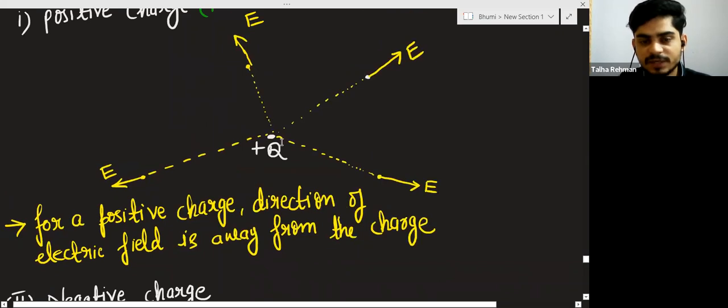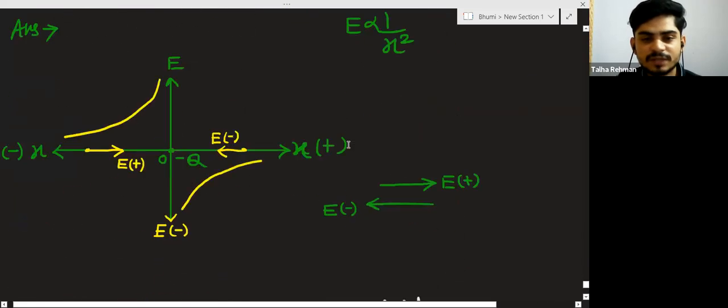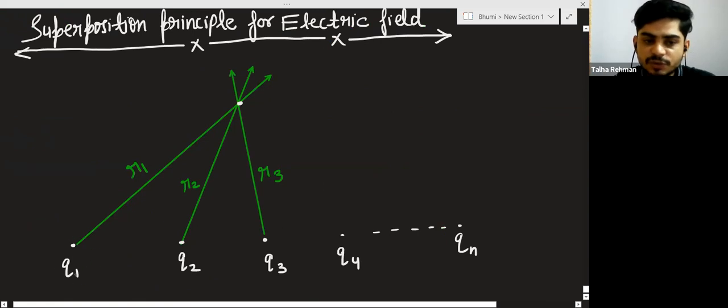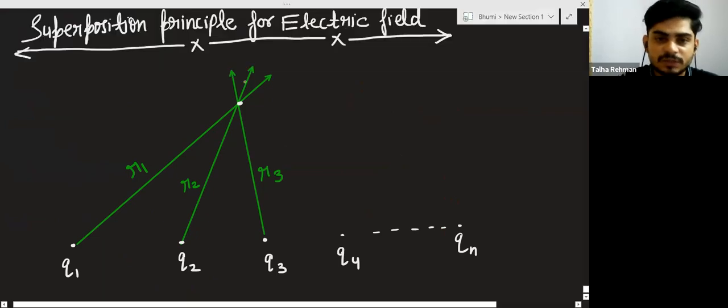I have said earlier that for this point charge, if I want to calculate the direction, first I will join this charge like this, and here I will consider a positive charge, and positive will repel, so the direction of electric field is away from the positive charge. So here also the direction of electric field due to this positive charge will be away from the positive charge. So this is E1, this is E2, this is E3. E1 is the electric field at this point O due to Q1.